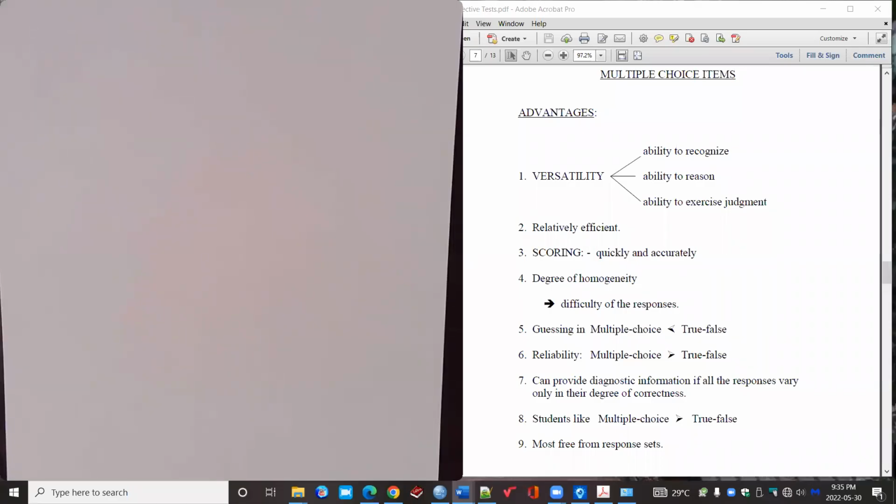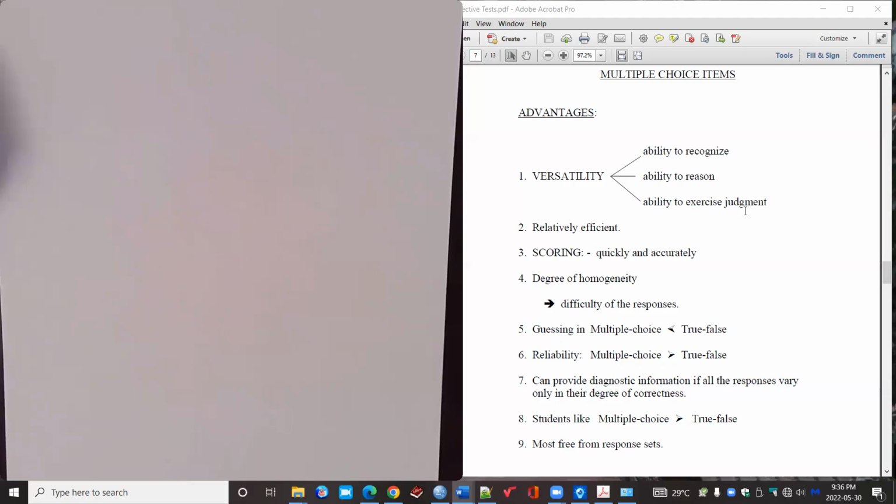Multiple choice has several advantages. Versatility: you test the examinee's ability to recognize, the ability to reason, and the ability to exercise judgment. So that is to say, multiple choice items could measure Bloom's levels 1 to 6. Of course, 5 and 6, synthesis and evaluation, would be very difficult, but not impossible. So it could be done.